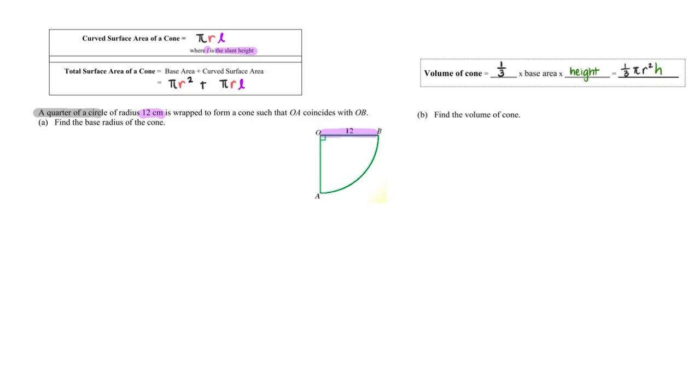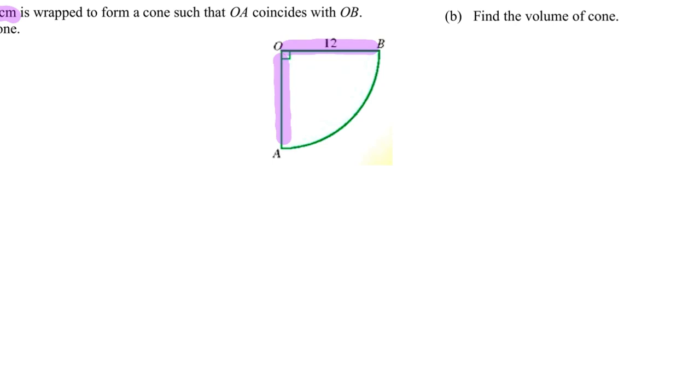And OB is going to stick with OA such that it makes a cone that will look like this, with the vertex at O. Okay, so this is what it will look like where I have my cone.